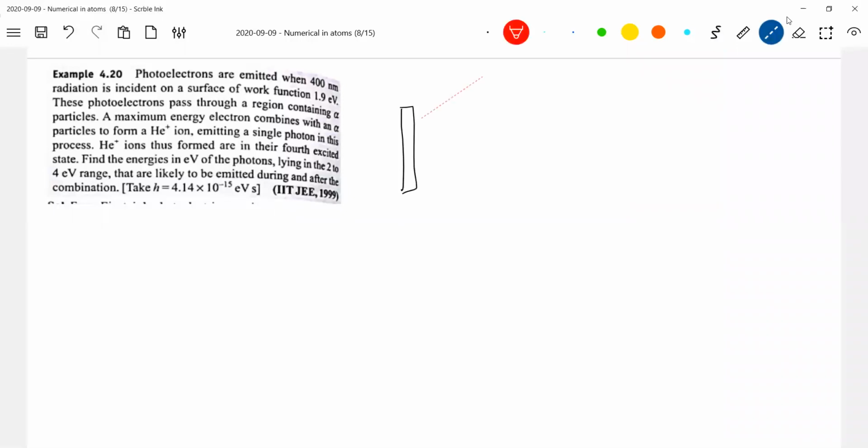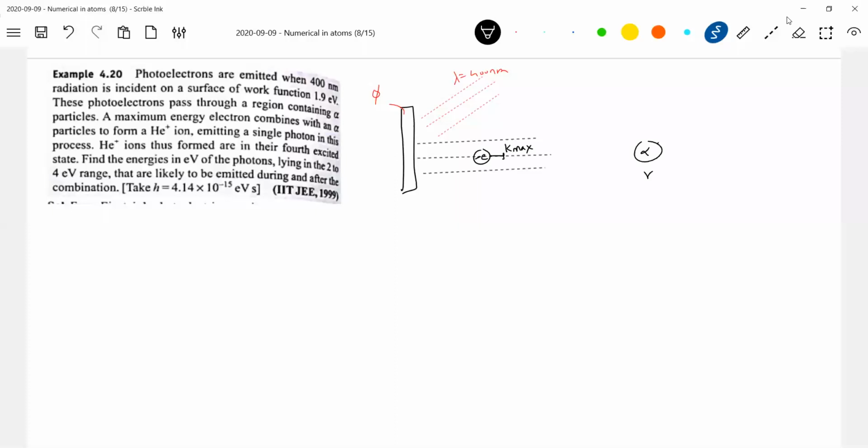There is some wavelength incident, lambda, so you can say lambda is 400 nanometer. This has a work function phi. Photoelectrons will be ejected. We know these ejected photoelectrons are made to pass through a region where an alpha particle is present. Let me just take only one photoelectron. This will have maximum kinetic energy, and there's an alpha particle which is at rest. So what is Kmax? He has given some h here, h equal to 4.14. So first we'll calculate Kmax from the photoelectric effect.